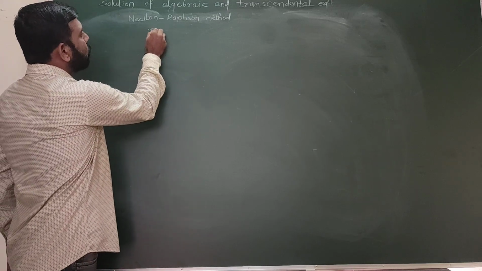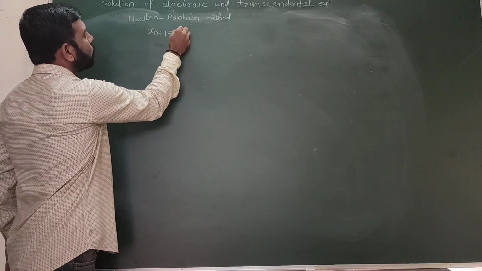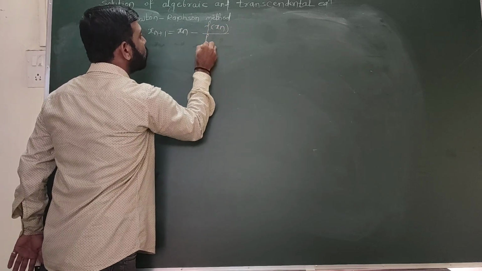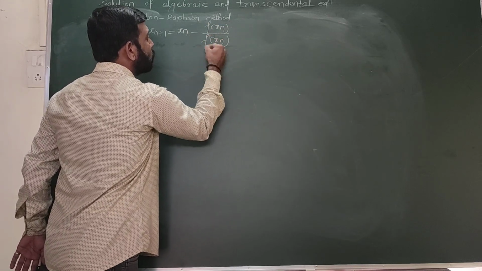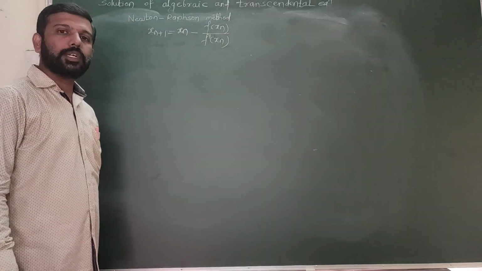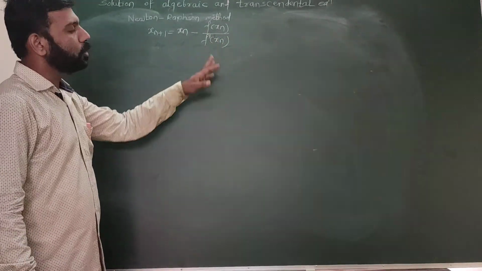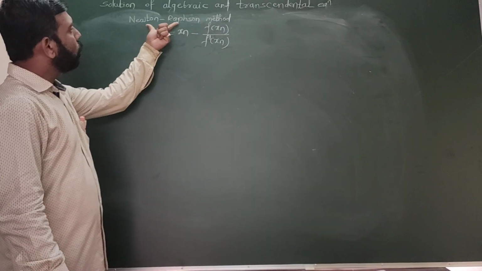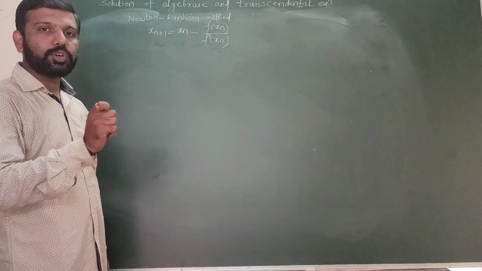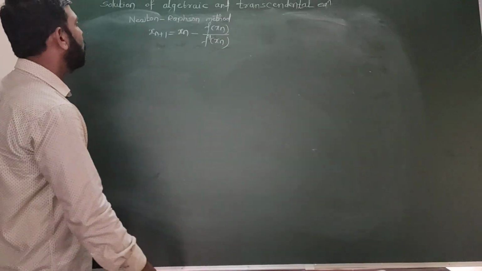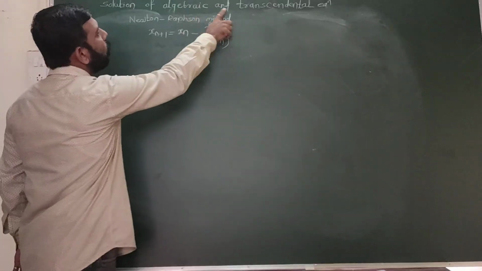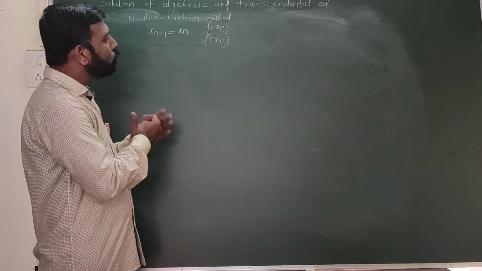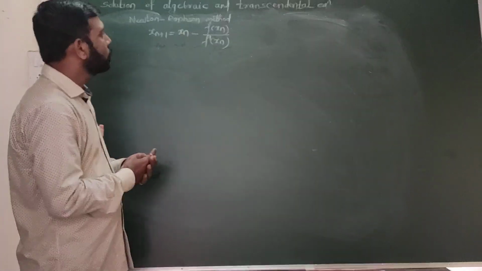The formula for the Newton-Raphson method is x(n+1) = x(n) - f(x(n))/f'(x(n)), where f dash is the first derivative of the function, f dash of x. Using this formula, we find the root of a polynomial or an equation which is algebraic or transcendental. Now we'll understand what that method is.